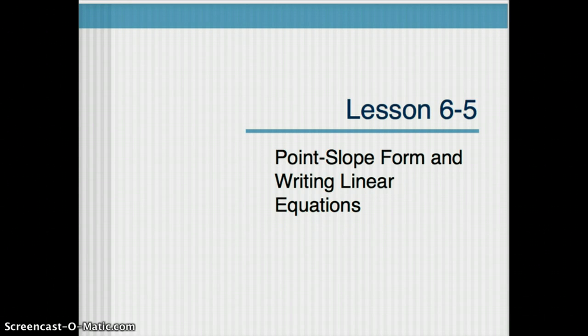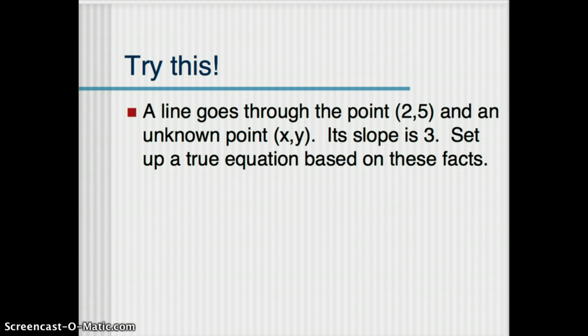Okay, we're going to learn a third form of linear equations today. It's called point-slope form. So the first thing I want you to do is just try this. A line goes through the point 2, 5 and an unknown point x, y. Its slope is 3. I want you to try to set up a true equation based on these facts. Okay, so try to do that without me, and then I'm going to go ahead and do that too.